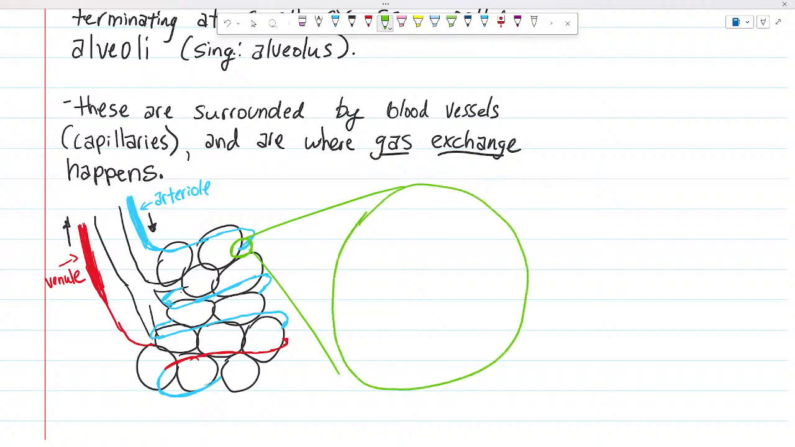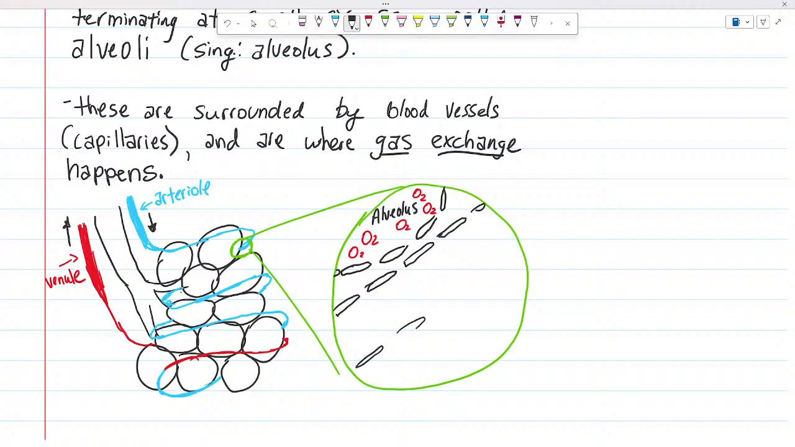Because gas exchange happens when we have the walls of the alveolus, which are small and porous. So in here, we have the alveolus. That's the singular of alveoli, right? And it is full of oxygen, right? We've breathed in, and the alveolus is full of oxygen. And then, running right next to that is a capillary. And if you remember, we said capillary walls are also porous, like this.